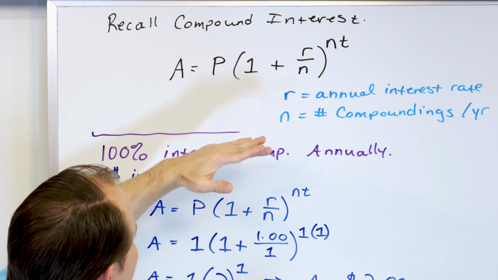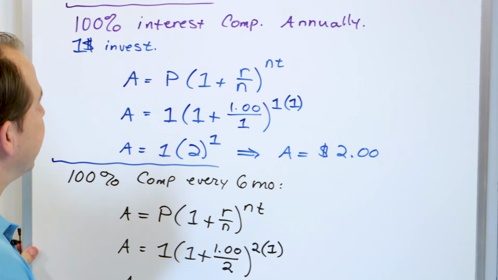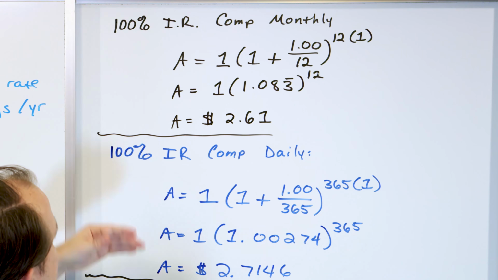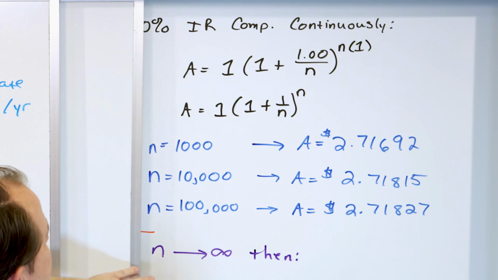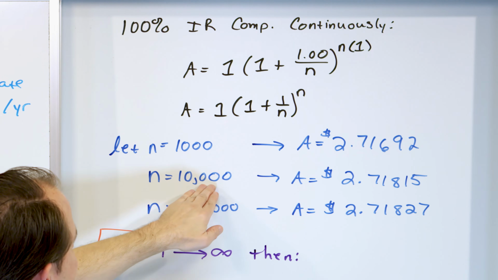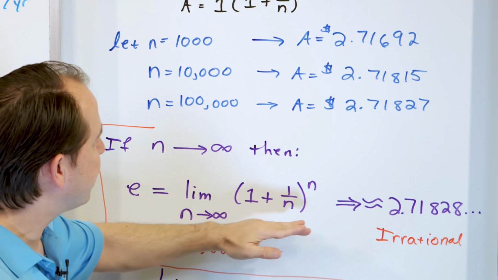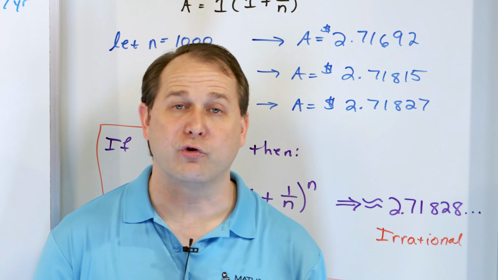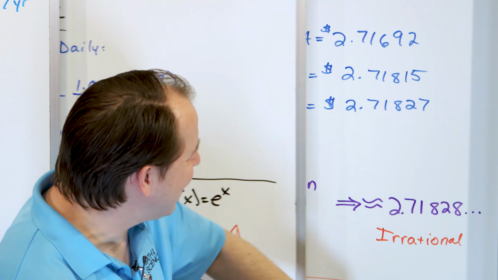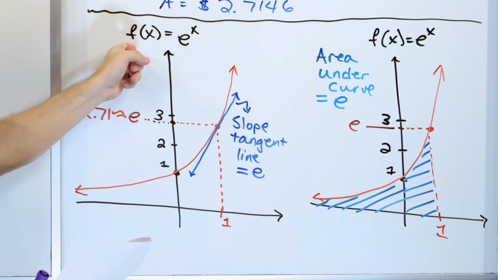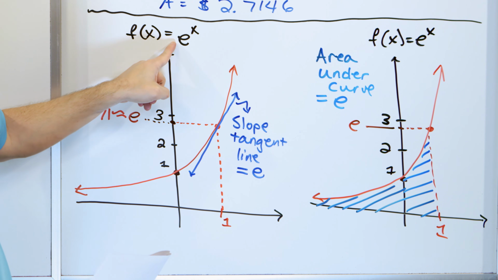If you compound annually a 100% interest rate and then keep compounding more often to 6 months, to every month, to every single day, and then on to finally you go 1,000 times per year, 10,000 times per year, 100,000 times per year, you eventually approach this very special number e, which falls out of the exponential growth equations. And then lastly, when you take that number e and you raise it to the power of x, you get an exponential function with a base of e.